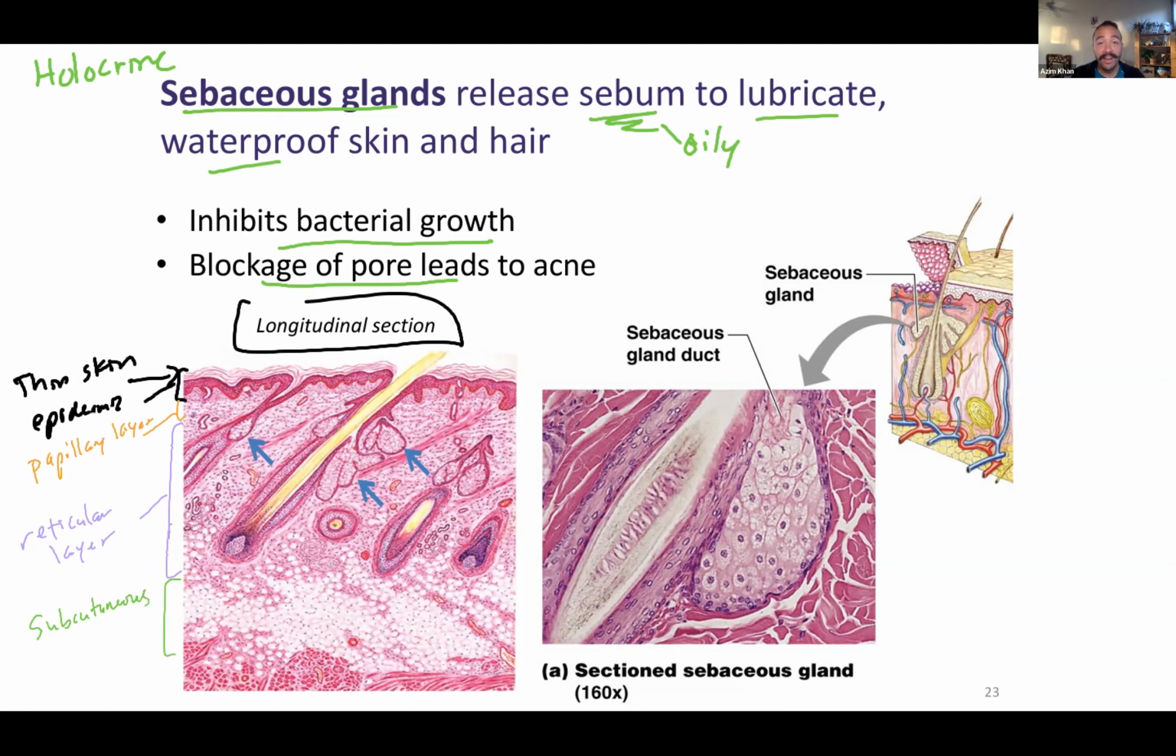Sebaceous glands are always found next to hair follicles. This is a longitudinal section. We can see the hair follicles. They're really long when they're cut perfectly. They're not always cut perfectly. You can see some are cut in cross-section, some are cut at a diagonal. There's still hair. And we'll go over how to identify hair more coming up.